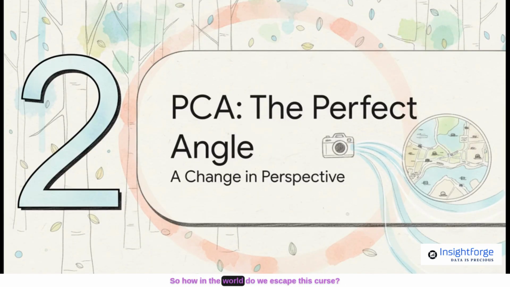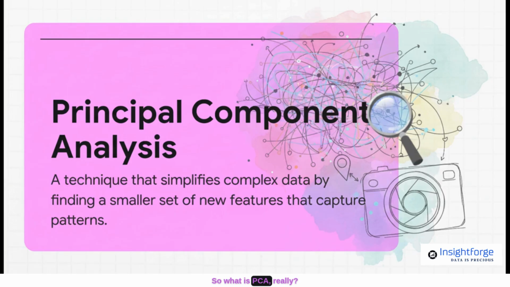So how in the world do we escape this curse? Well, this is where the hero of our story comes in. Let's talk about PCA and its mission to find the perfect angle. So what is PCA, really? At its heart, it's a super smart simplification technique. It takes all of your original, kind of messy variables, and combines them in this really clever way to create a smaller set of brand new features. We call these principal components. And these new components capture the absolute essence of your original data. It's all about cutting through the noise to find the real signal.